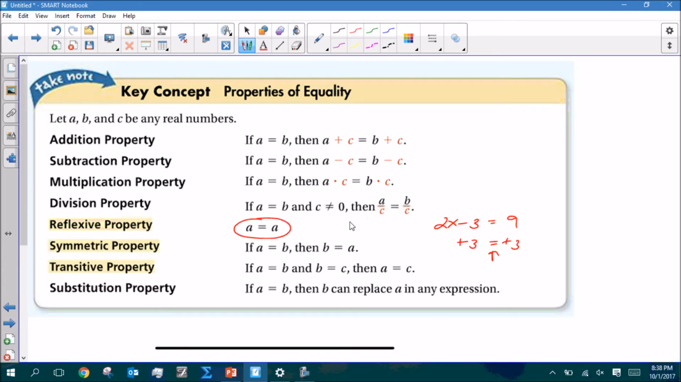The reflexive property says something is always equal to itself. 10 is equal to 10. R is equal to R. Doesn't matter, as long as you see the left-hand side is identical to the right-hand side. That's the reflexive property. Symmetric property.